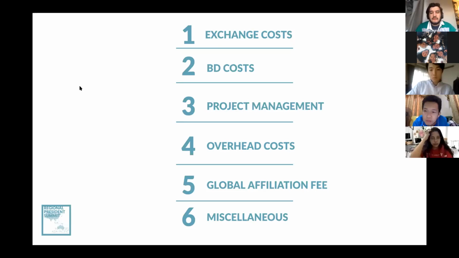Normally in the GFB survey, as we have them, we have costs structured in this way, right? This means that whatever type of cost you have fits within any of these six categories. First we have exchange cost. We have a BD cost as well, project management, overhead cost, global affiliation fee, and miscellaneous. Obviously, whatever doesn't fit in the first five categories goes into the sixth one, right? So this is the way that we have this structured.